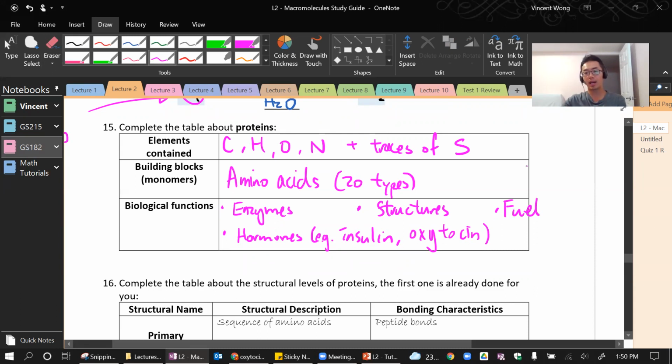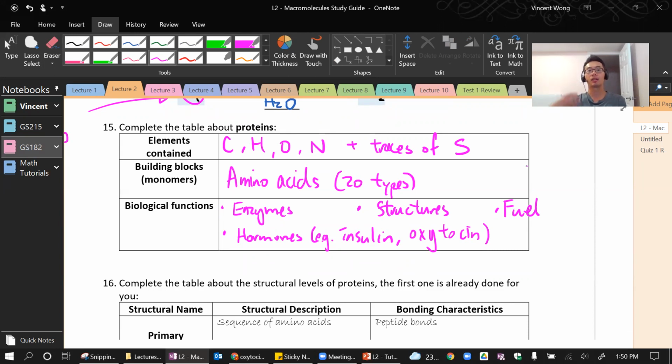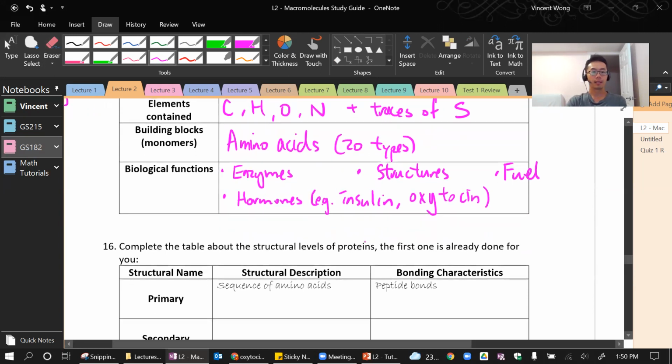If you're stranded on an island and haven't eaten for like four or five days, then you will start burning protein as well, as a secondary source of energy.